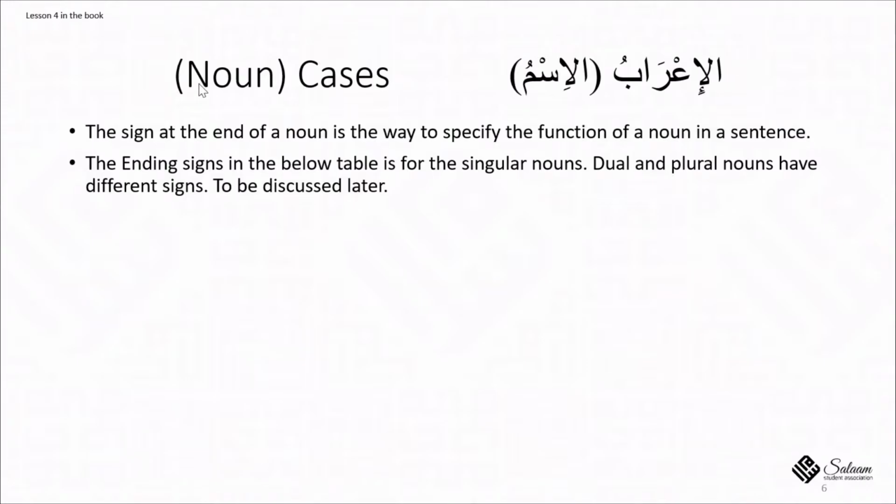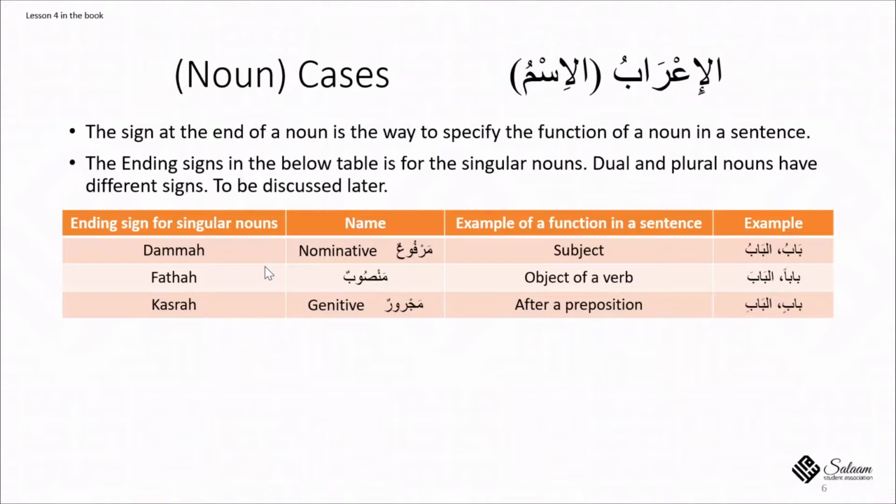So we are talking about the noun now, only the first category, right? A noun can have three endings. You cannot have a noun ending by sukun. So a noun can have three endings: dhamma, fatha, or kasra. If it's a dhamma in a sentence, we say it's marfu'a, or nominative. Always the subject of the sentence will be marfu'a.